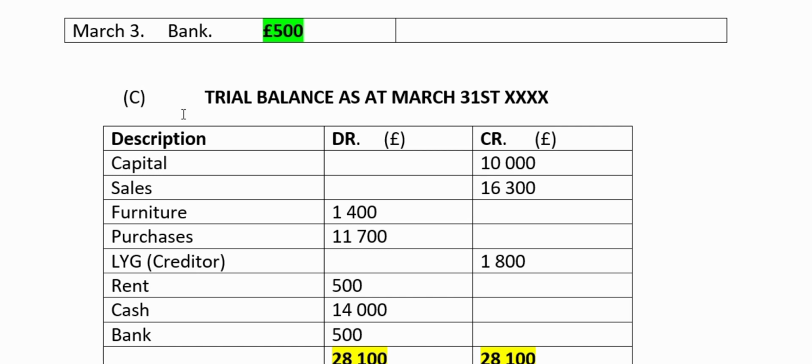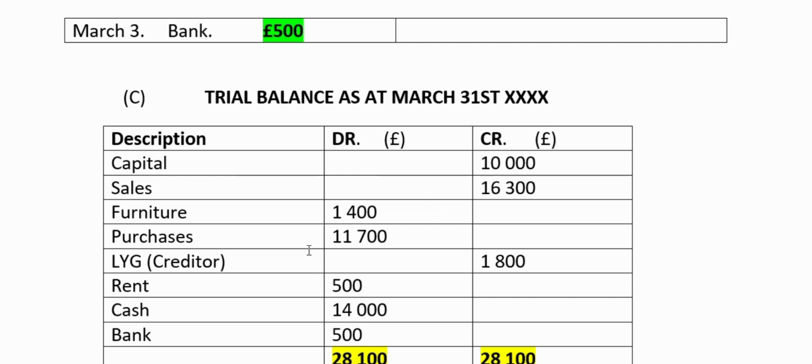As you can see, this is the trial balance as at March 31st. The first description or particulars we have is capital, total of 10,000 at the credit side. Sales, total of 16,003. So we are not doing any double entry principle again because it has been completed in the ledger. So what we do is just take the balances. The one found in the credit side goes to the credit side, and the one found on the debit side remains at the debit side of the trial balance.